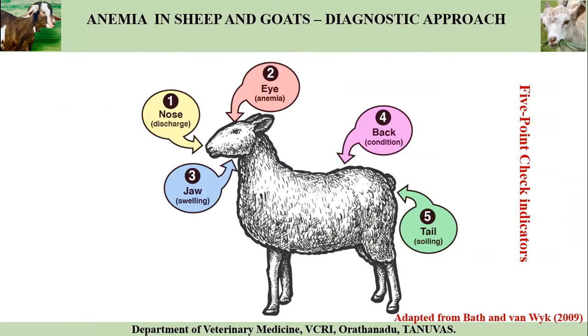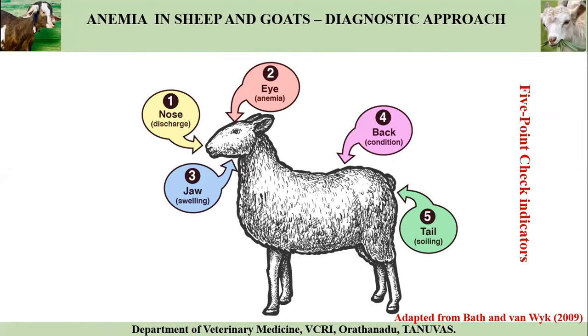So in this situation, what are all the basic things we can do at the field level? You can use the 5-point check indicators for the affected goats. The first one is the nose. You have to observe for any discharges there. Then the second thing is the eyes, to check the color of the mucous membrane. Then the third one is the jaw. You have to monitor for any bottle jaw in the patient, which indicates hypoproteinemia.